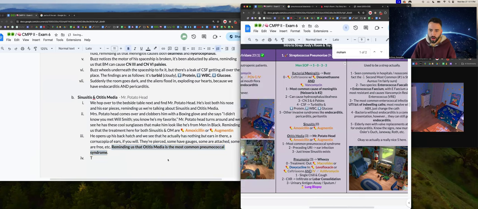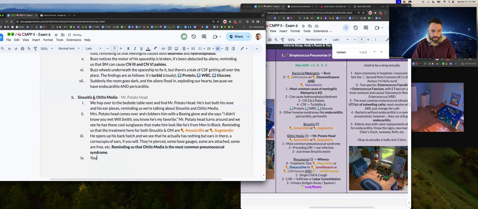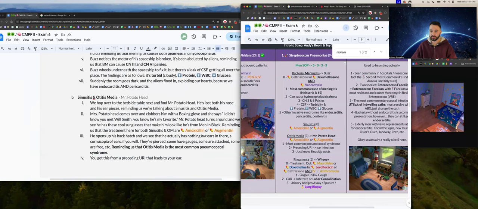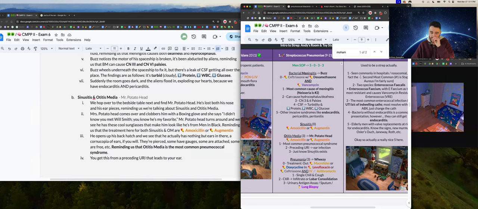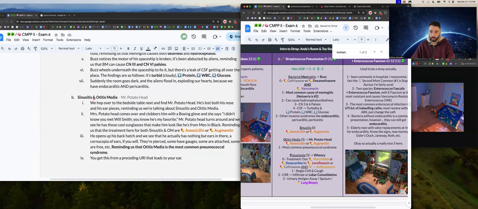Okay, preceding URI to ear infection, you get this from a preceding URI. This is kind of common sense. I don't think we need to have a crazy thing for this. To your ear, and then just know that sinusitis exists. I really think we just need to know this is the most common, honestly. I think we can get rid of both of these. You usually get viral first, and then bacteria comes. So we're going to simplify this even more. We're going to call that a one.